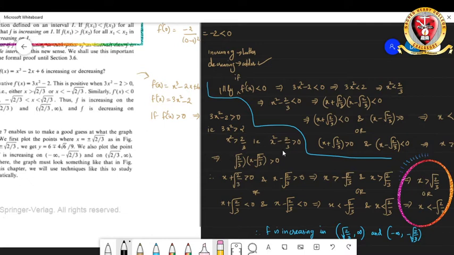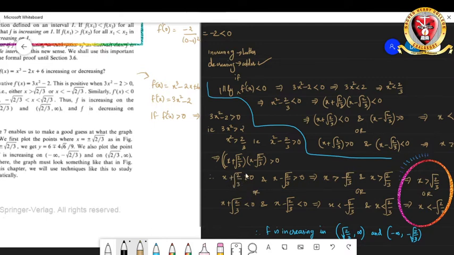Yes, that will be a plus b into a minus b, right? So here you get x plus root 2 by 3 into x minus root 2 by 3, because x square minus a square will be x plus a into x minus a, the same thing. That is strictly greater than 0.